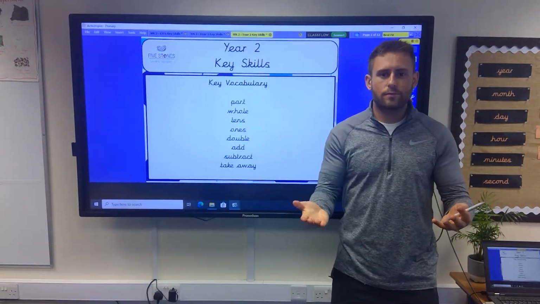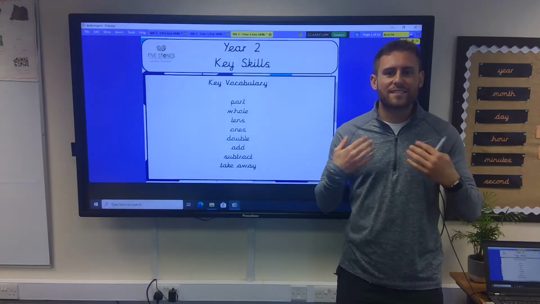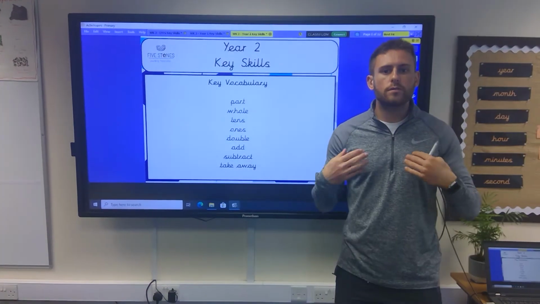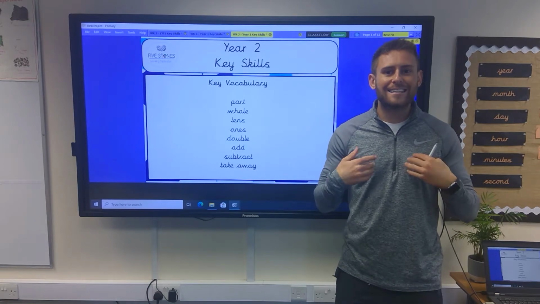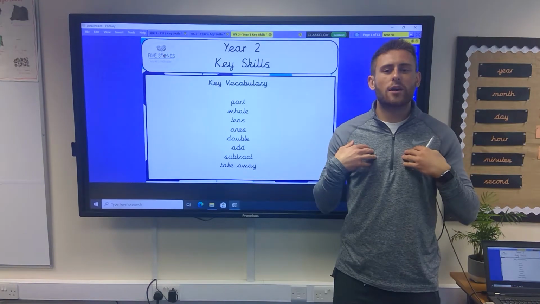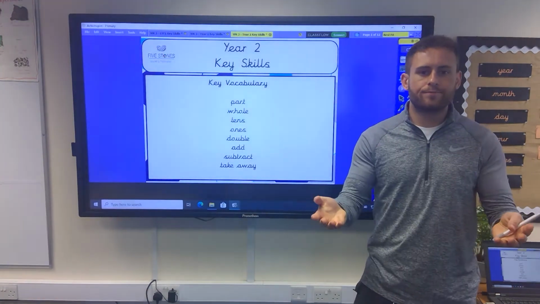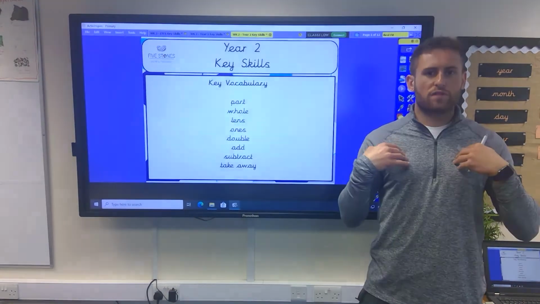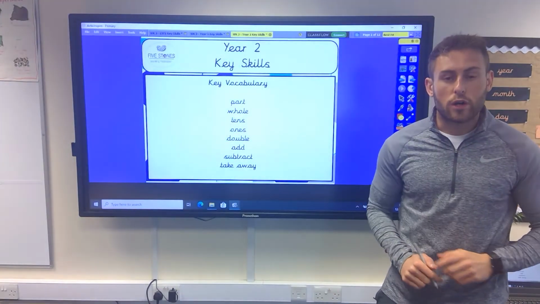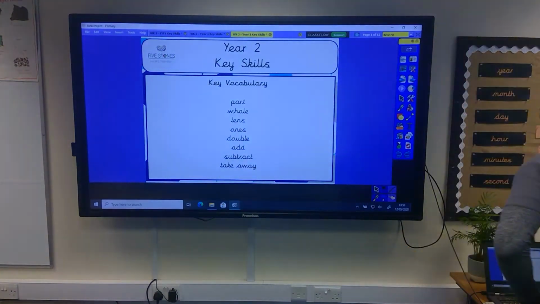We've got part, whole, tens, ones, double, add, subtract, take away. We're actually going to look at a bit of more than, and also fewer than. So I know they're not on there, but we're going to be definitely talking about them later on in activity 3. Let's get started.